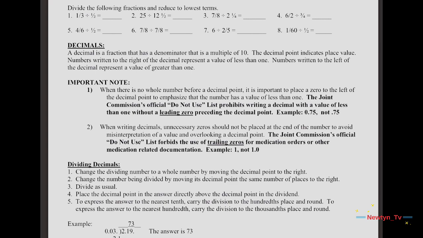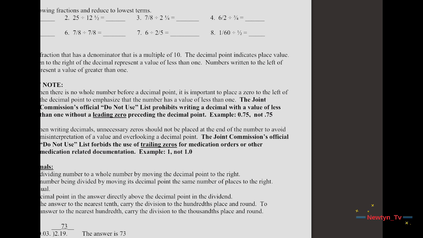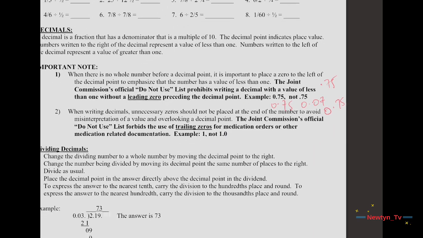The Joint Commission, for example, when you have 0.75, you have to put the 0 before the .75. In most cases, like in the American community, you can see them writing just .75, which is okay, it depends, but always put the 0 there to make sure, right?